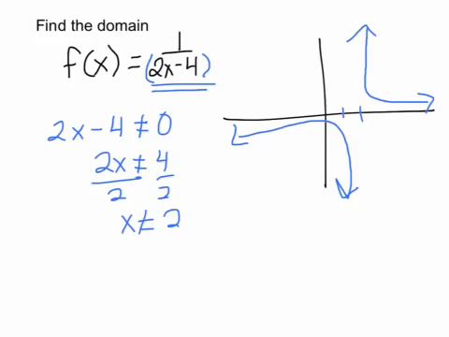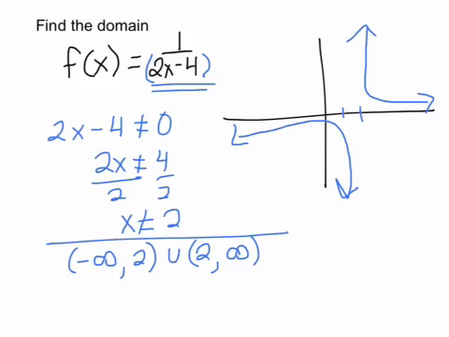So if I'm going to write it in interval notation, I go from negative infinity to 2. It can't include 2, but it starts again right after and goes to infinity. So it's all real numbers, but what the denominator can equal.